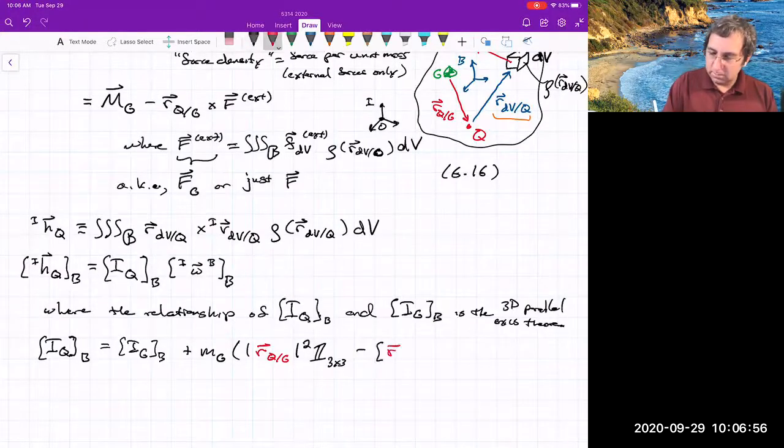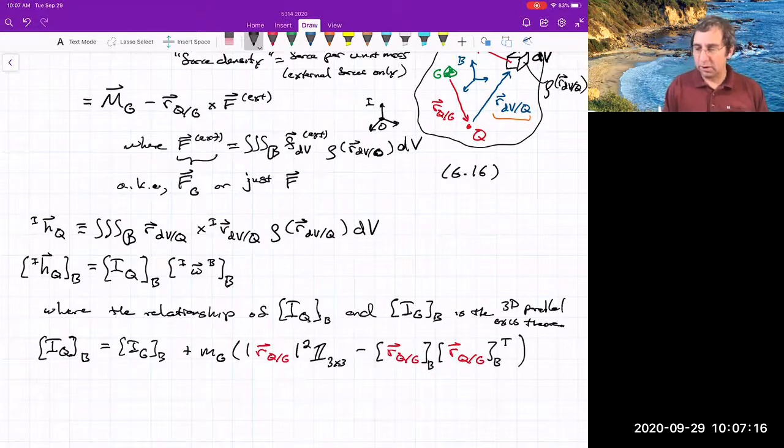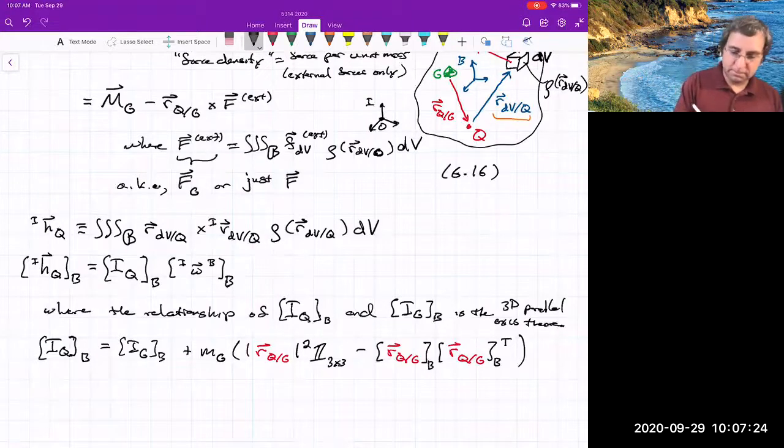Minus R, Q, G with respect to the B frame, R, Q, G with respect to the B frame transpose. So where we've written R, Q, G with respect to the B frame as a column vector, this thing on the right-hand side works out to be a 3x3 matrix.